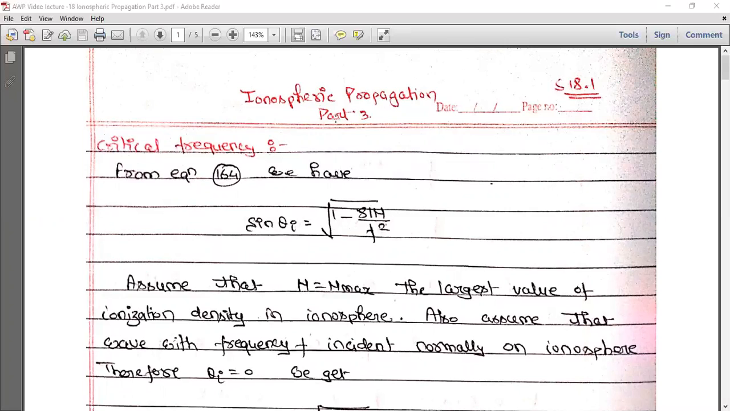What this equation is telling us is, suppose you are transmitting a signal of constant frequency f, a single tone, and the angle of incidence theta I is also constant. Theta I is the angle of incidence, measured at the lower edge of the ionosphere. So a sinusoidal signal of frequency f is incident on the lower edge of the ionosphere at an angle of incidence theta I. In that case, this frequency will be reflected back.